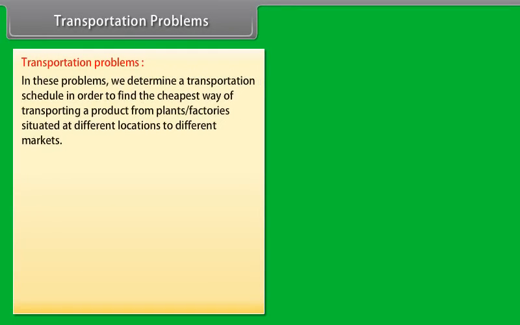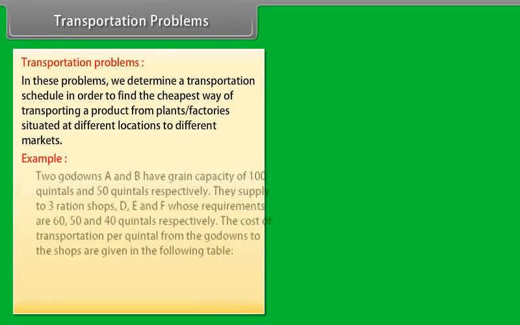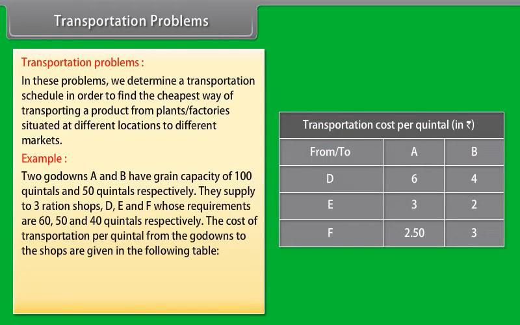Transportation problems. In these problems, we determine a transportation schedule in order to find the cheapest way of transporting a product from plants or factories situated at different locations to different markets. Example. Two godowns A and B have grain capacity of 100 quintals and 50 quintals respectively. They supply to three ration shops D, E and F whose requirements are 60, 50 and 40 quintals respectively. The cost of transportation per quintal from the godowns to the shops is given in the following table.